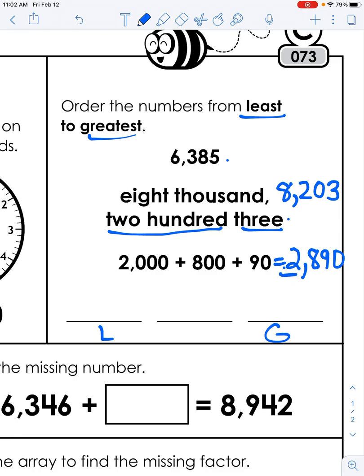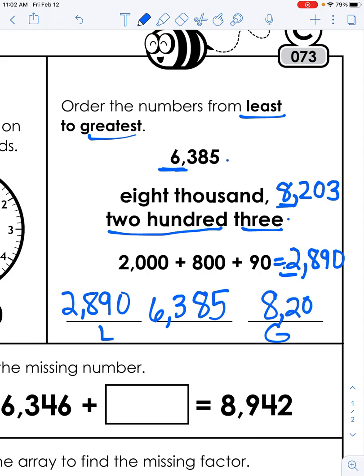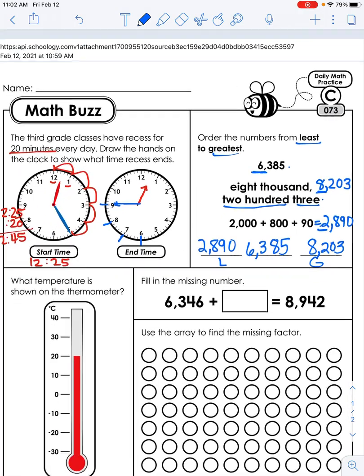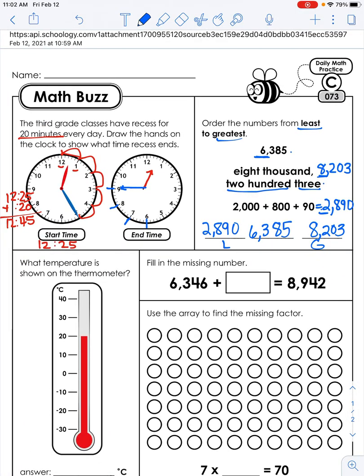since all of these have thousands. That's 2,000, 8,000, 6,000. Well, 2,000 is definitely the smallest. So 2,890 goes first. The next smallest number would be this 6 in the thousands place. So 6,385 goes next. And the biggest number is 8,203. Check yours, mark it correct, or fix it.